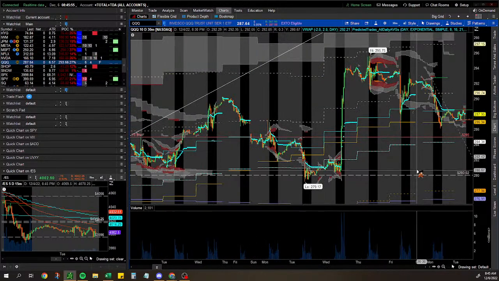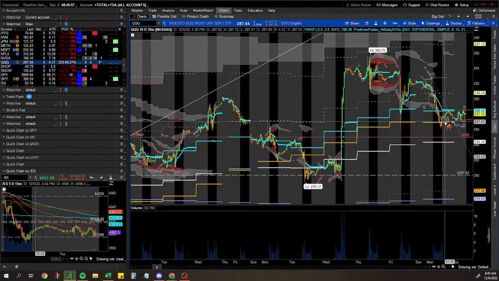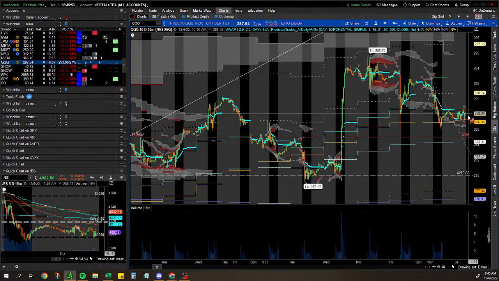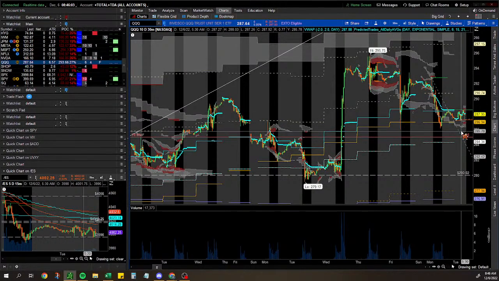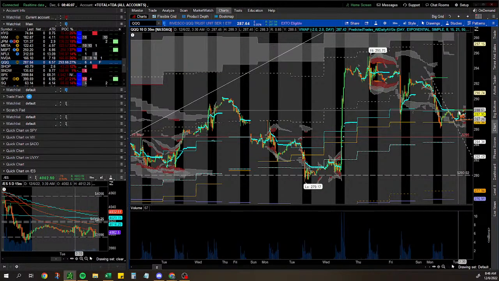QQQ. Made it back to that daily 15, daily 8, squeeze top, squeeze bottom. Obviously we got our range set today. You know, basically that 287 to 288.5. Play the range till it breaks.